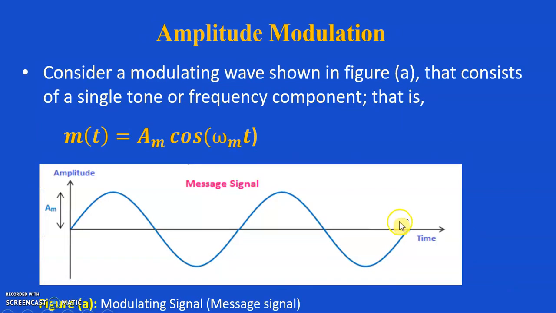Okay, so if we consider a modulating signal as shown in figure A, that consists of a single frequency component. This signal has information and it has a low frequency component, fm. The amplitude of the message signal is Am. So the message signal or the modulating signal is varying between plus Am and minus Am. And this, as we said, this signal carries the information.